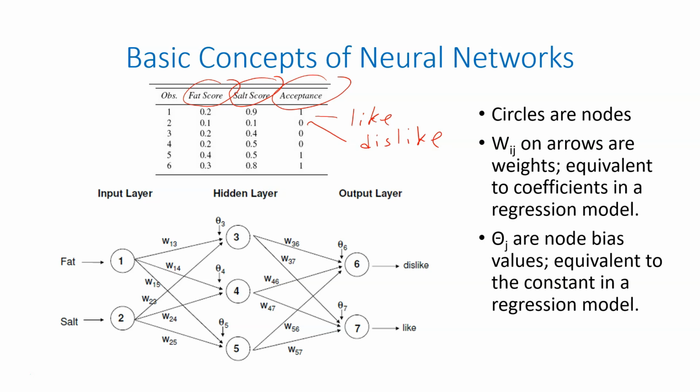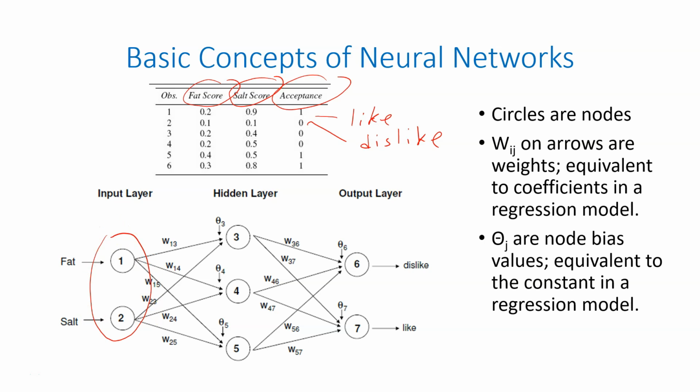How can we transform this problem into a neural network? Well, as we discussed, the input layer of a neural network contains the predictor variables and their values. In this case, we have 2 predictor variables, fat and salt content. Therefore, we have 2 input layer nodes in our network, as shown in this diagram here.